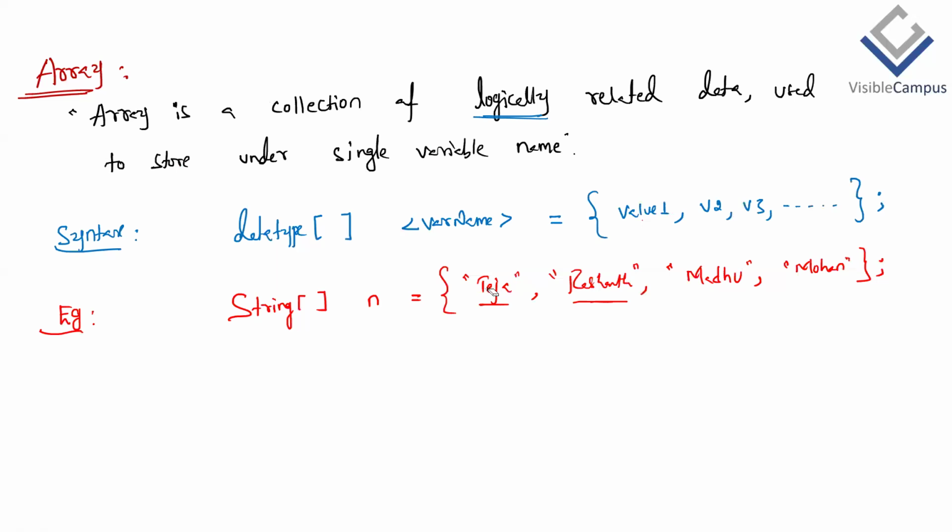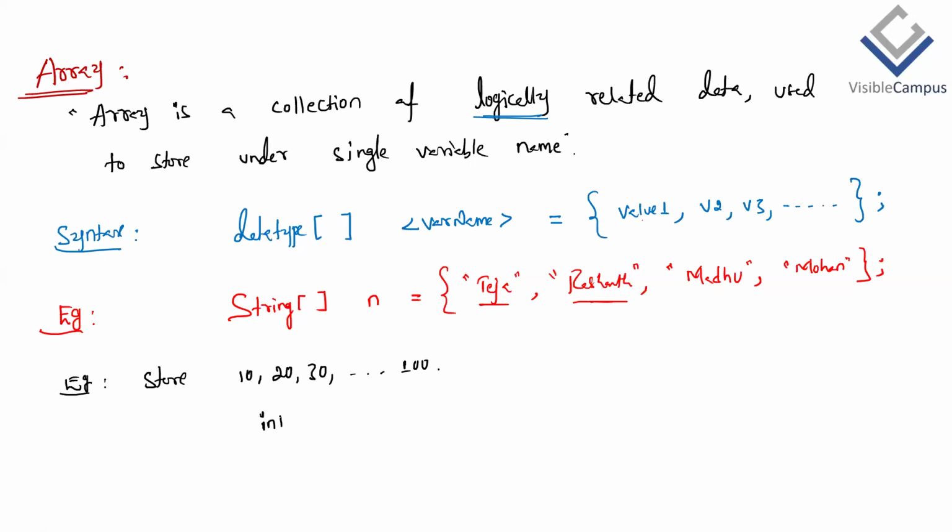Understood? Clear? Now let us understand the syntax to store various types of data. Here I have given one example to store a string type of data in a string array. Then the next example: store 10, 20, 30, and so on up to 100. How to store? What's the syntax? Can you please tell me?